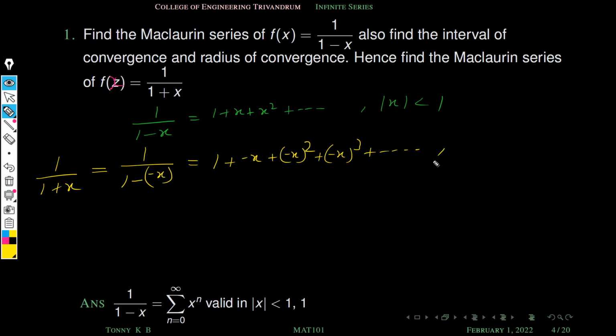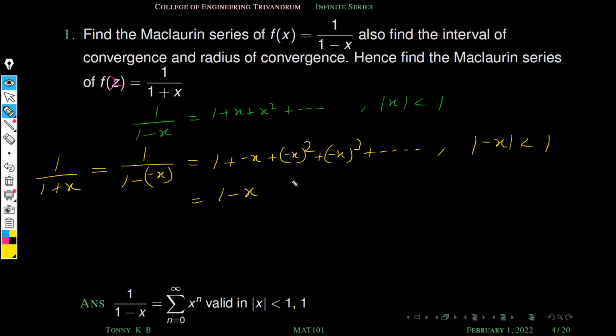And what is the region of validity, or what is the interval of convergence? In this case, it is mod x less than 1. So here, instead of x, we have minus x. So this becomes modulus of minus x less than 1. Okay. Then you can simplify this expression.